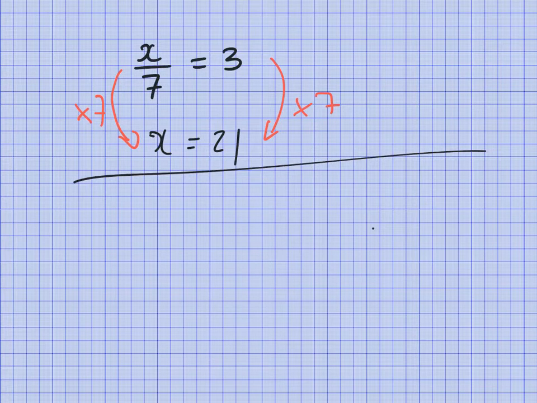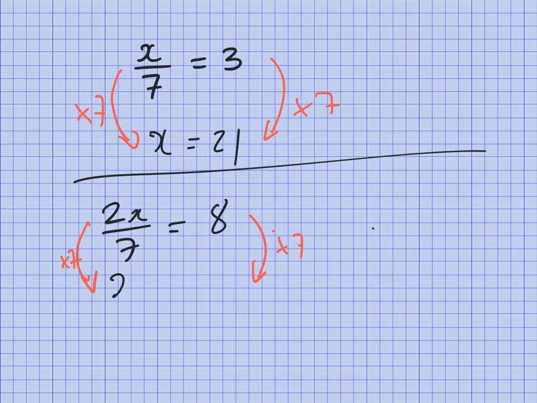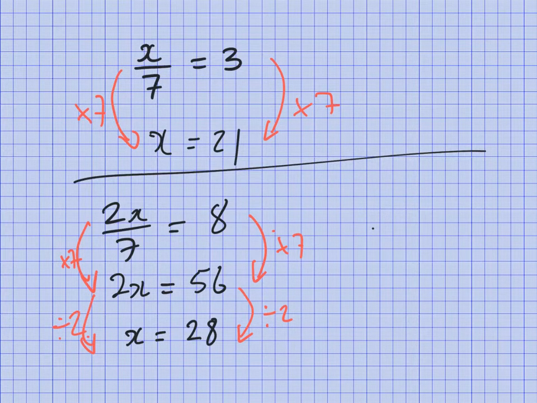Sometimes there are harder questions, such as 2x over 7 equals 8, for example. So in this case, I'm going to start by timesing by 7, which will give me 2x equals 56, and next I want to divide by 2, because we know that 2x means times by 2, and the inverse of times by 2 is divide by 2. 56 divided by 2 is 28, I hope.